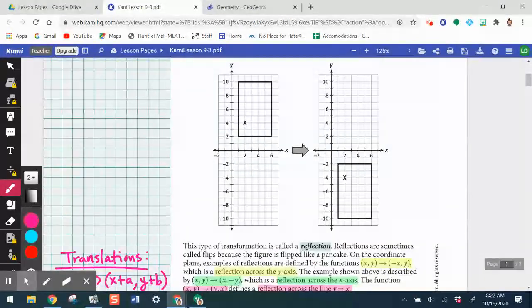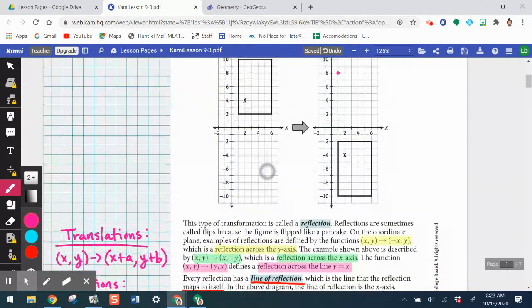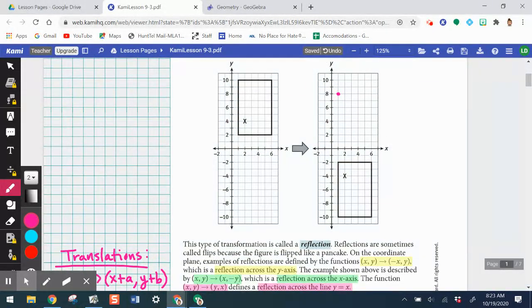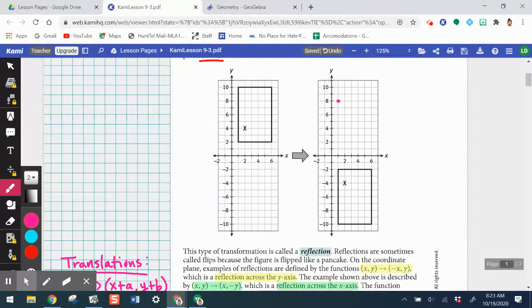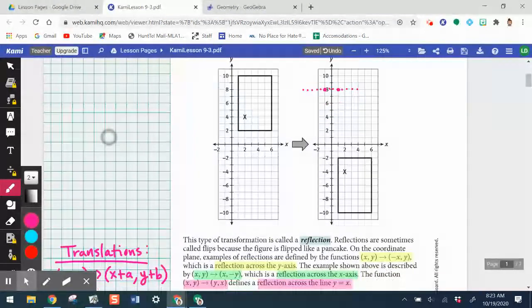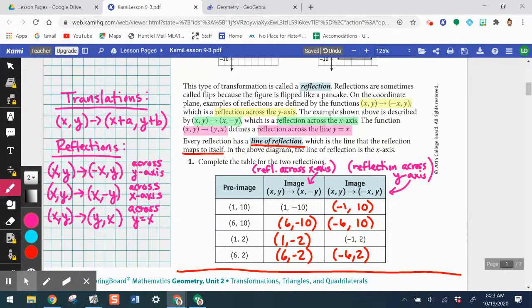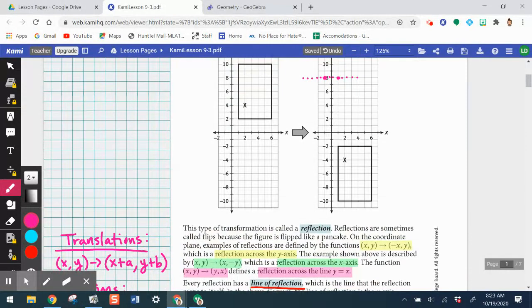For example, up here on our coordinate plane, if I was located at (1, 8) and I reflect across the y-axis, my x value changes. It literally goes just on the other side of that y-axis. So notice my y value is still the same, but my x value changed signs. So when you reflect across the y-axis, the x changes. And likewise, for the second function here, when you reflect across the x-axis, the y value changes, so the y coordinate changes. And that's what we saw here.